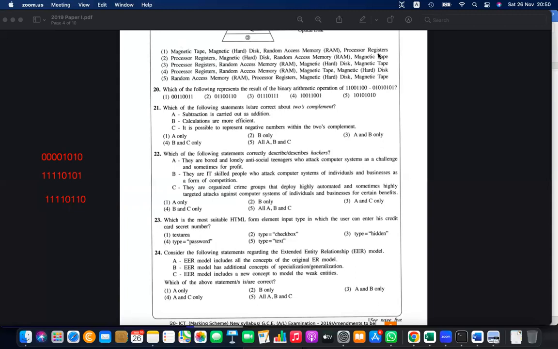Okay, the next question. Which of the following statements? This one, what is the answer? Number 5. Which of the following statements correctly describe hackers?